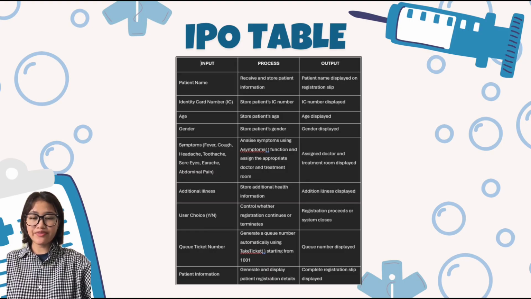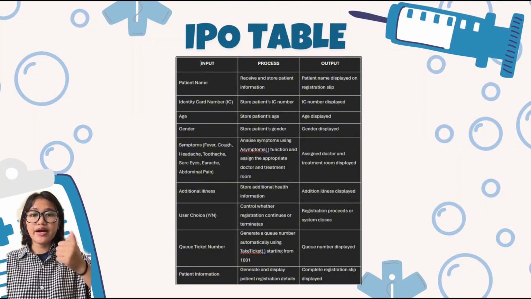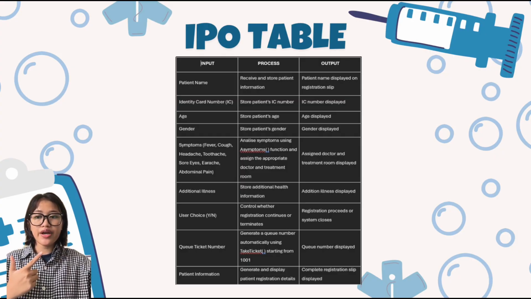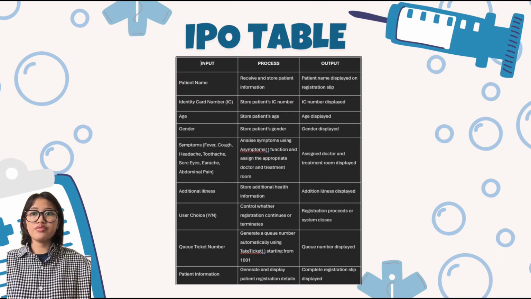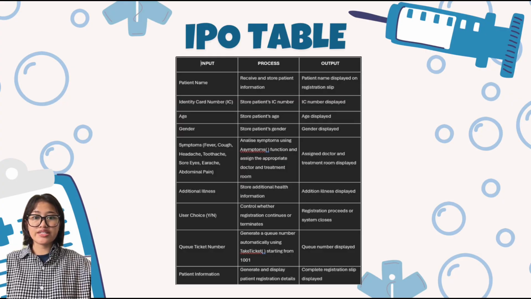Okay, so the analysis will be divided into three parts, which are the input, process, and output. For the input, there are patient name, identity card number, which is the IC number, age, gender, symptoms, additional illness, queue number, and user choice. Next, for the process, it will read the full name using getline, store IC for identification, data is stored in variables, gender is stored, used to assign doctor via symptoms, store extra illnesses for doctor's reference, queue number starts from 1001 and increments, and user choice controls the loop. Finally, the output. The output will display patient name, IC number, age, gender, assigned doctor and treatment room, additional illness, queue number, and lastly, continue or exit program.